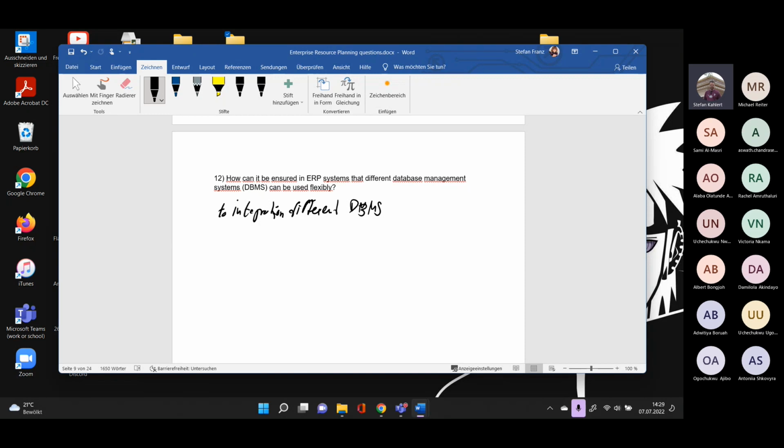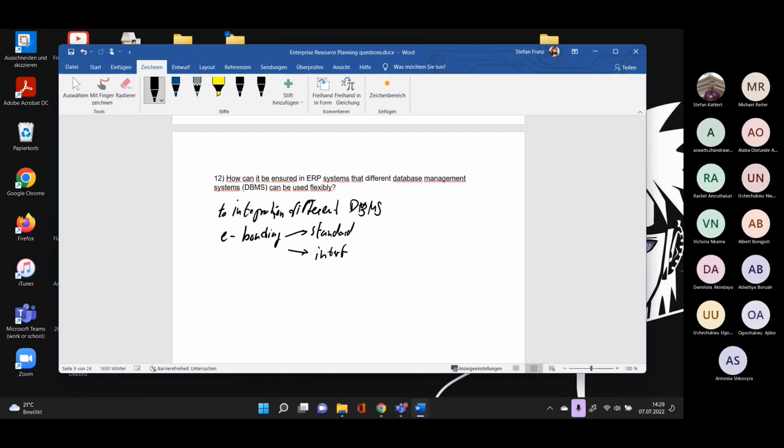So when we talked about this question last week, you said e-bonding. Yes, especially if you do it with a partner. Good point. E-bonding. Can you quickly explain again what e-bonding is? Yeah, it is to have the same standard and interface, and it has to be compatible.